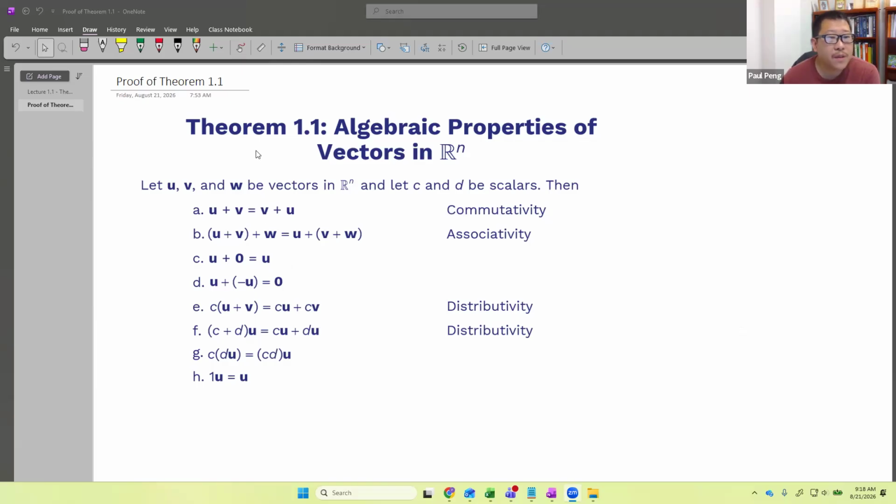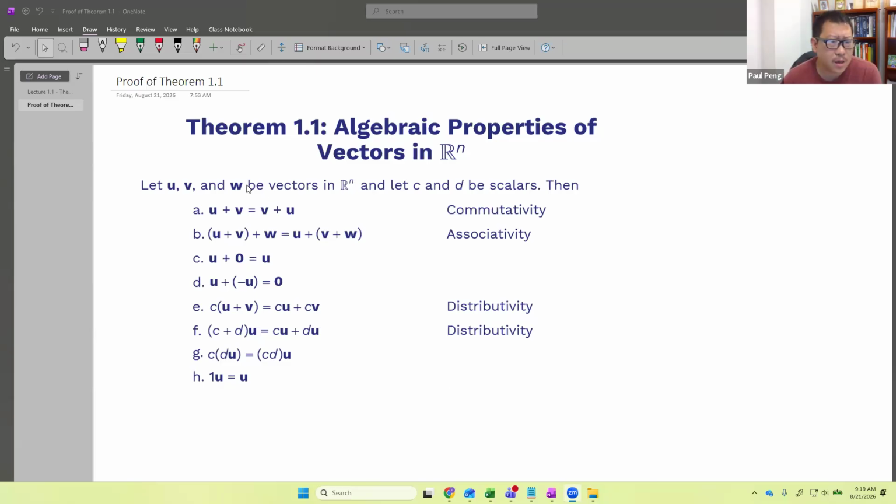Here, let's prove Theorem 1.1. This theorem gives us basic fundamental properties for the Euclidean space R^n. And we do have 8 properties. These properties are fundamental, especially important when we extend the Euclidean space to a general vector space. These will be the 8 axioms.